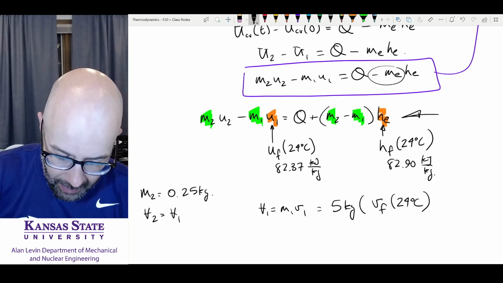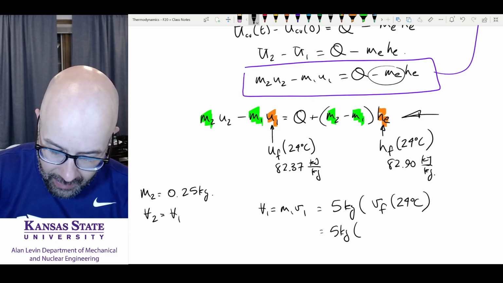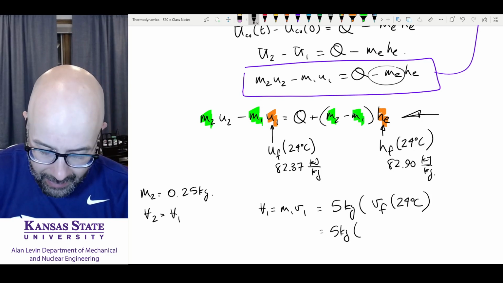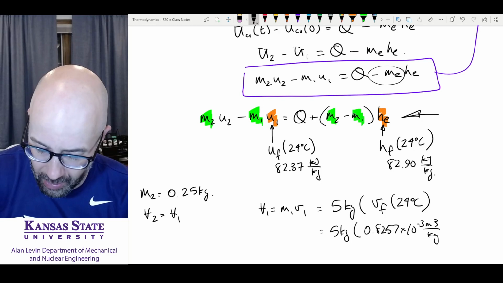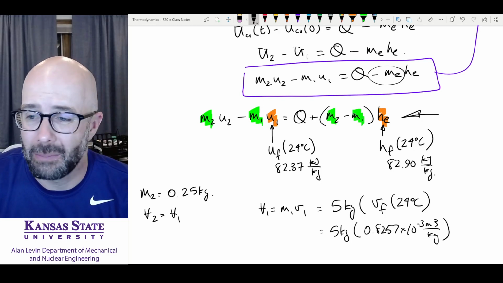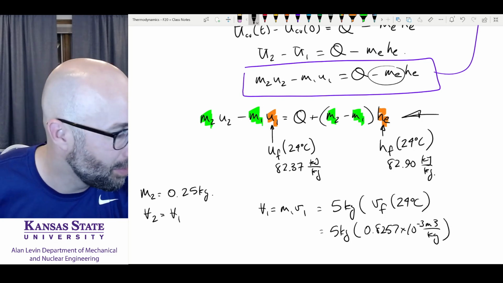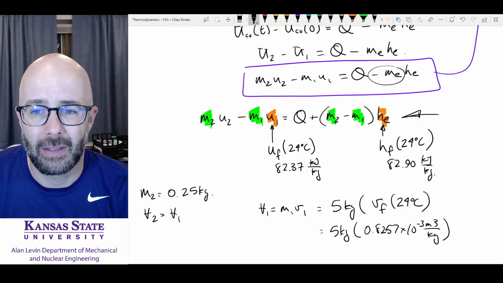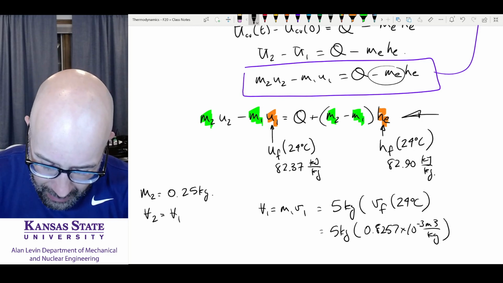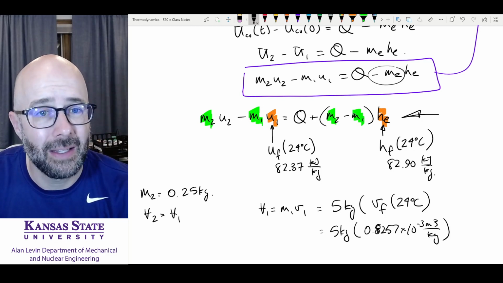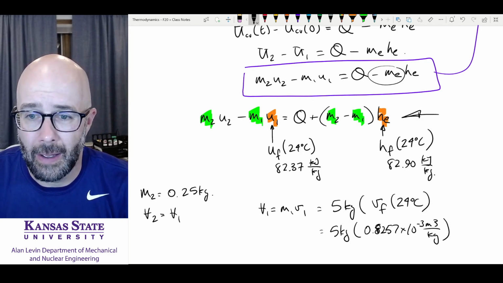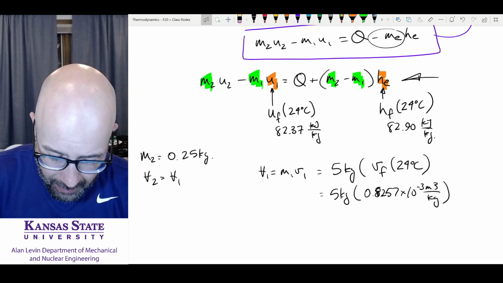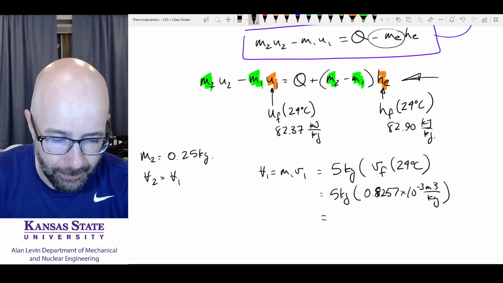So this is going to be equal to 5 kilograms times, if I look at this value, 0.8257 times 10 to the minus third meters cubed per kilogram. Again, I want you to look this up. I'm saving time, and I think most people can get this, but if you can't figure this out, then we need to talk and make sure we can get that before Monday night once again.